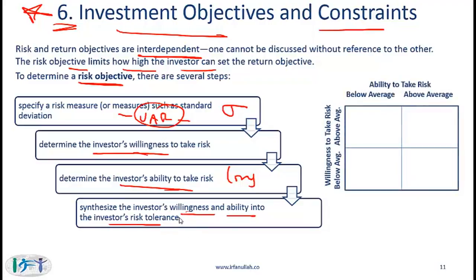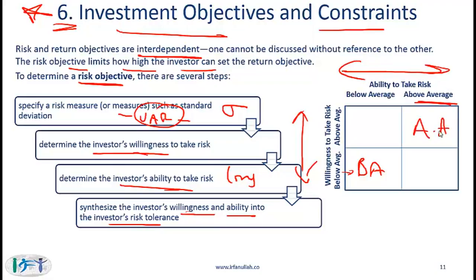Generally, the risk tolerance will be expressed as above average, below average. So you can look at this 2x2 matrix where you have ability to take risk on the horizontal axis and willingness to take risk on the vertical axis. If the willingness to take risk is below average and the ability to take risk is below average, then what is the overall risk tolerance? Clearly it will be below average. What if the ability is above average and the willingness is also above average? Then the risk tolerance is above average.